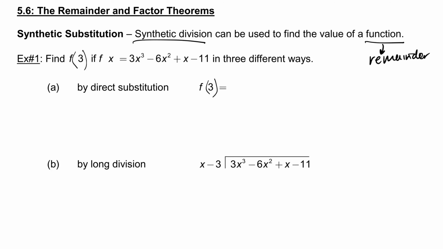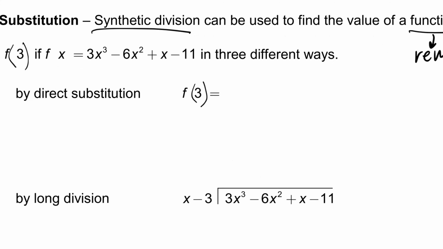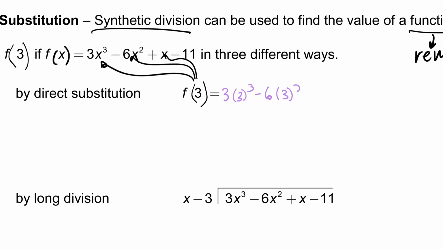So first, let's do direct substitution. Hopefully this will be review from chapter 1, or yesterday, we did a couple problems like that. So I'm plugging in 3. Oh my gosh, my parentheses are horrible. Everywhere you see an x, you plug 3 in its place. So I have 3 times 3 cubed minus 6 times 3 squared plus 3 minus 11.